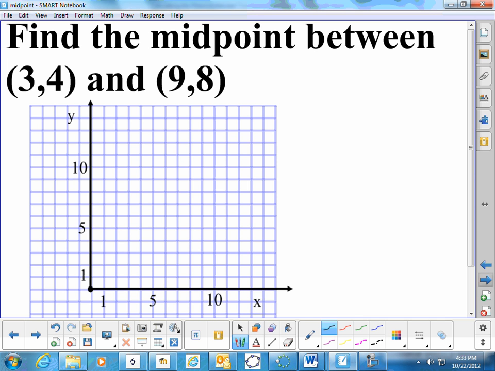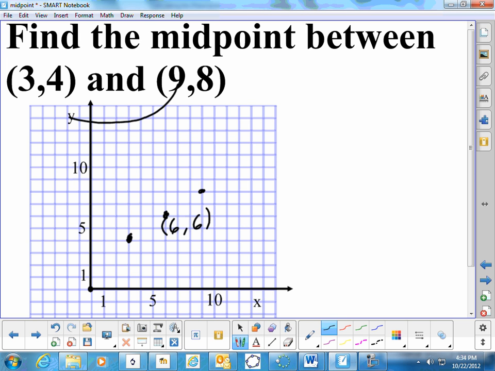So over 3 up 4, that point. Over 9 up 8, that point right there. Halfway in between looks like that point right there. So that point would be over 6 up 6. Let's see if we could find that mathematically.